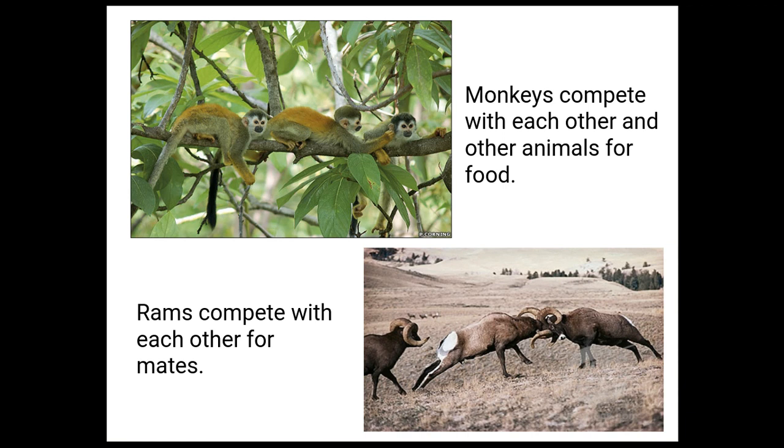However, if there's only 1 banana tree and 5 monkeys, it's like they would compete for those resources because they want to survive. So there would be an increased competition. Rams compete with each other for mates.